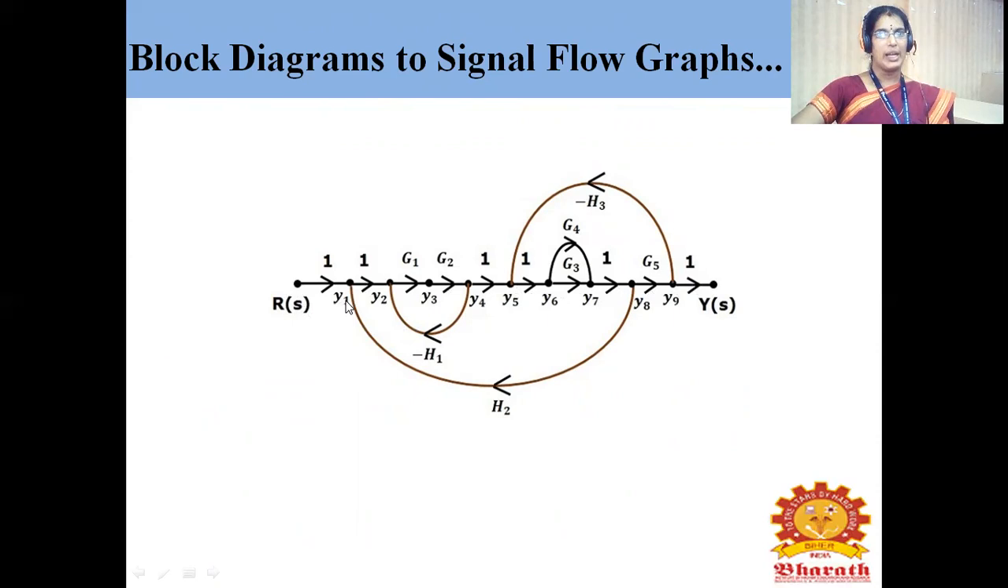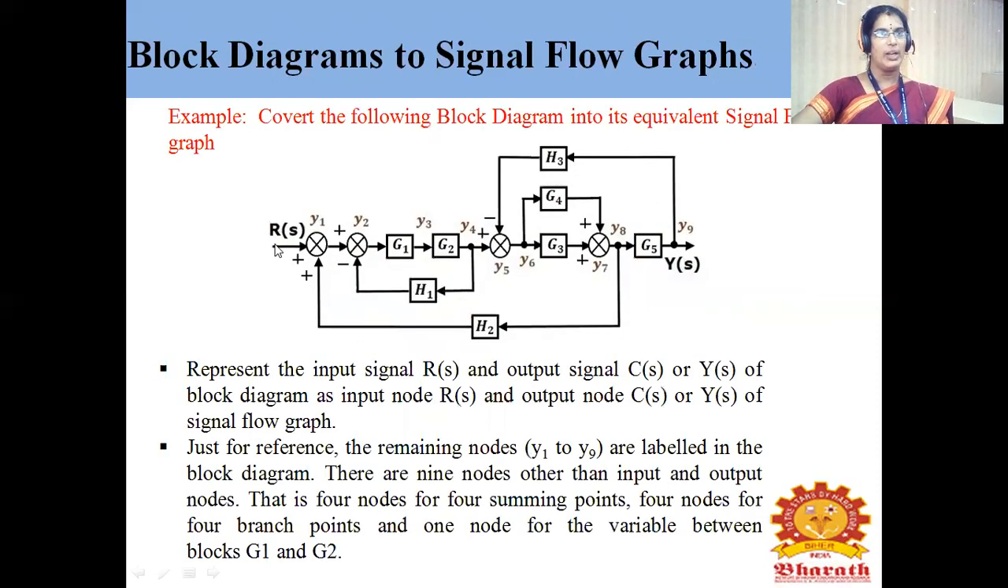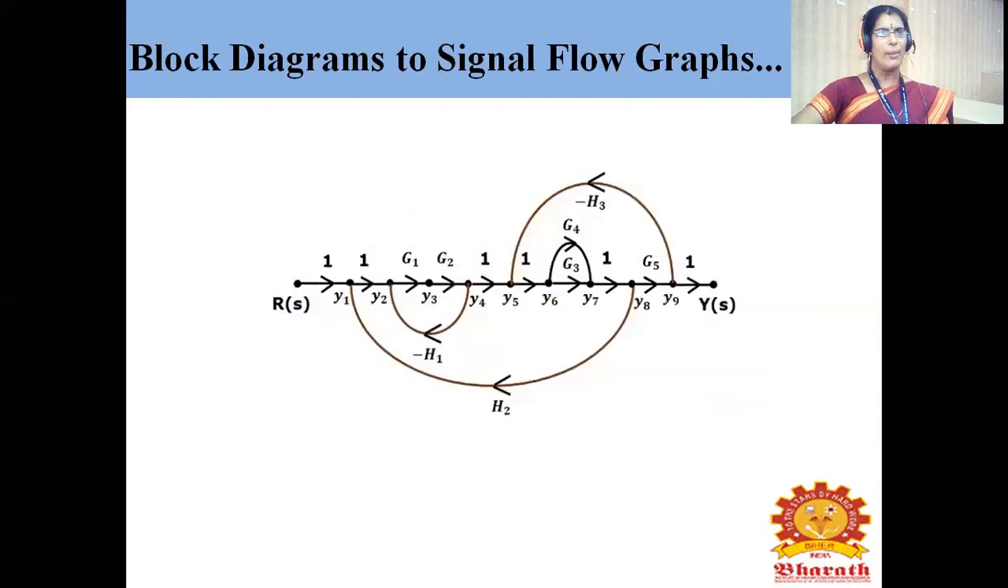As I explained earlier, Y1, Y2, Y3, Y4, Y5, Y6, Y7, Y8, Y9 are the nodes which we had in the block diagram. Between R(s) and Y1, is there any gain representation here? No. If there is no gain representation, I informed you to consider the gain as 1. So from R(s) to Y1, they have marked the arrow in the forward direction and represented the gain as 1.